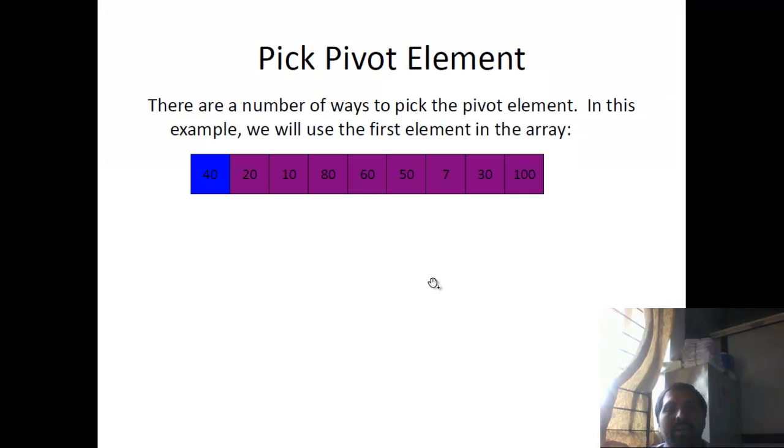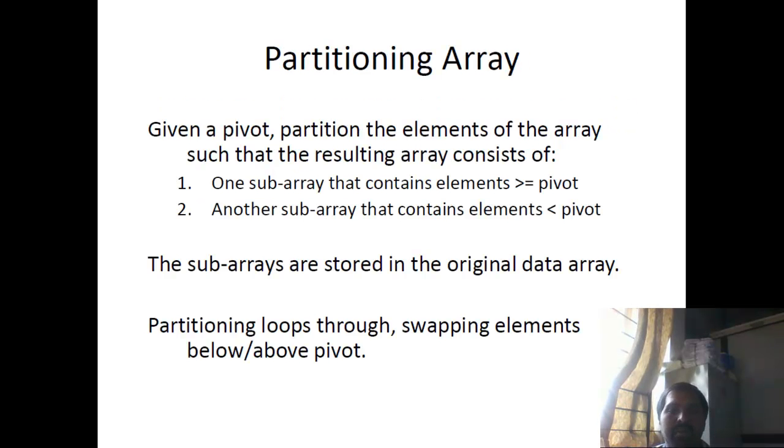So we take 40 as the pivot element. Because it is the first element, we can take it, though we could take any element, but normally we consider the first element as the pivot element. Then we need to compare with the remaining elements. Whatever elements are less than the pivot element, we put in one array, and whatever elements are greater than the pivot element, we put into another array.